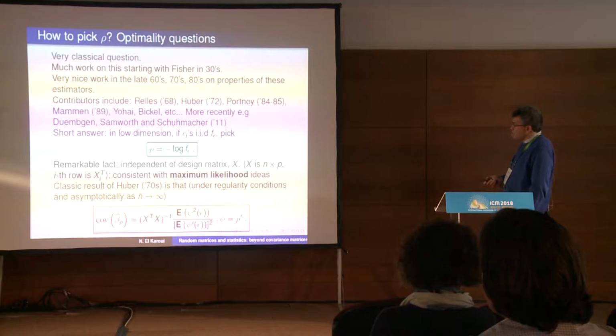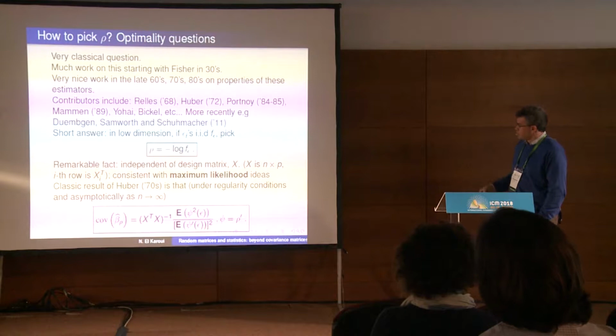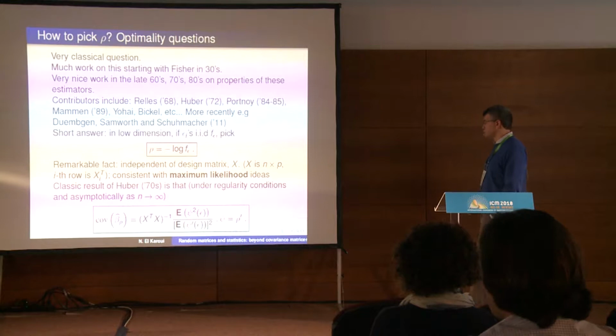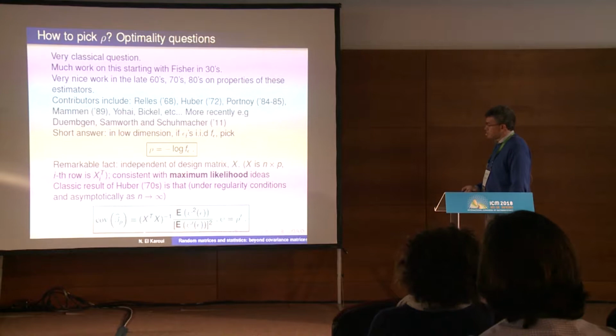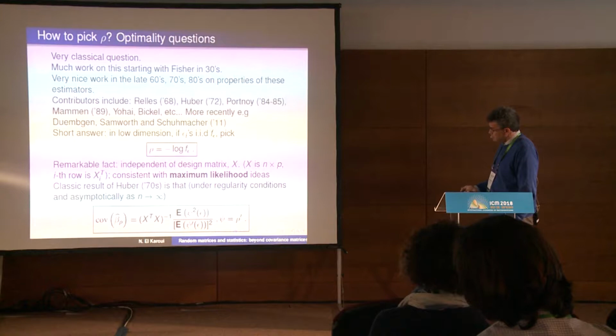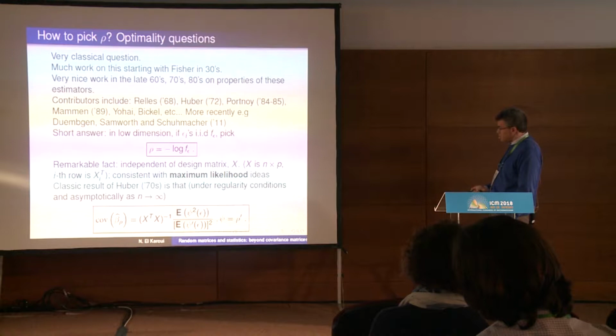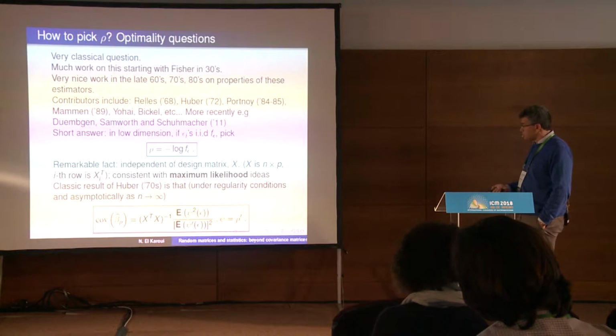Well, there's a classic result of Huber, again in the 70s, that says that under a bunch of regularity conditions, and asymptotically as n goes to infinity, but very importantly when p is fixed, the covariance of beta hat rho decouples into one part that depends on the predictors X here, and one part that depends on the distribution of the errors and the loss function. Okay, so psi here is the derivative of the loss function. And basically what matters is the expectation of psi squared divided by the square of the expectation of psi prime.